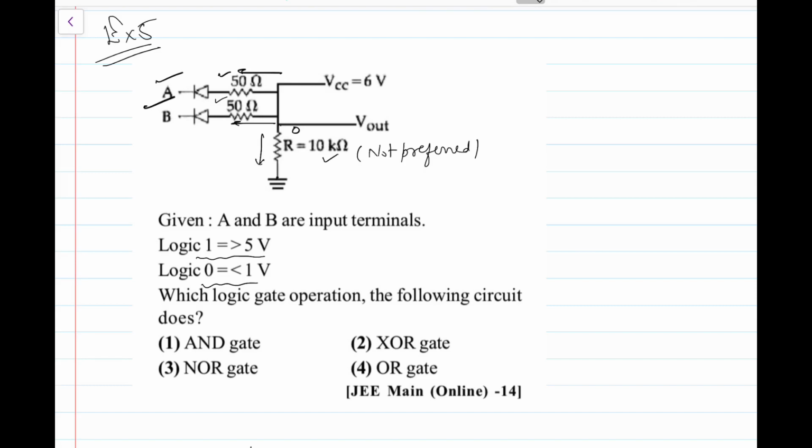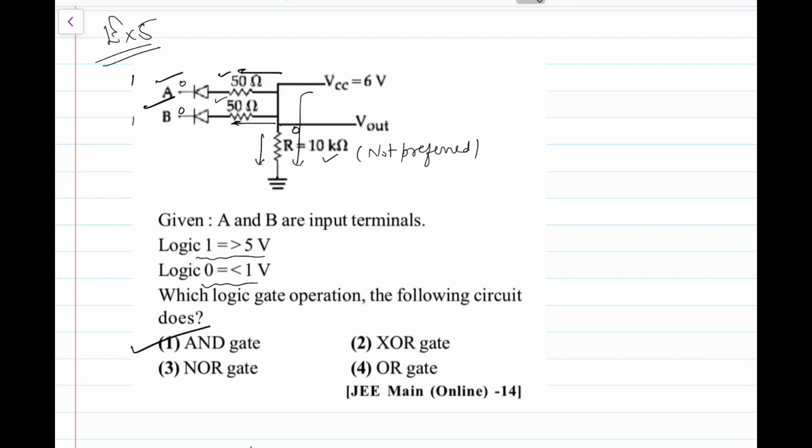For these two roads to be open, one of the diodes has to be forward biased. That means either A or B is 0. So if either one of them is 0, you will get the output as 0. You will get output 1 only when the current flows through this path, and this will happen when both are reverse biased, that is both are 1. So when both are 1, you will get 1, otherwise you will always get 0. That means it is an AND gate for sure.